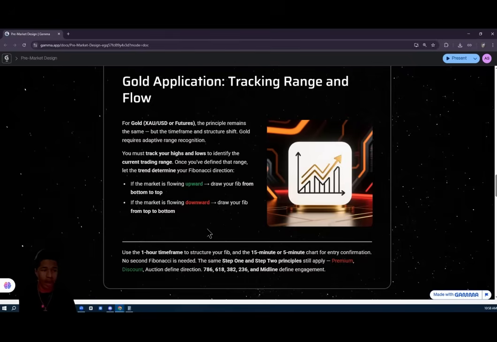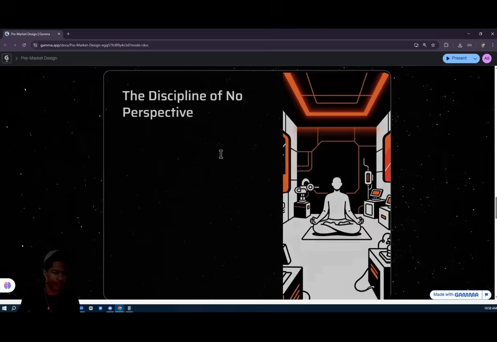It says track your highs and lows to identify the current trading range. Once you've identified the range, let that trend determine your Fibonacci direction. If the market is flowing upward, draw your fib from bottom to top. If the market is flowing downward, draw your fib from top to bottom. Use the 1 hour time frame to structure your fib and the 15-minute or 5-minute chart for entry confirmation. It says no second Fibonacci is needed. The step one and step two principles still apply, meaning premium, discount, and auction. Define your direction at the 786, 618, 382, and 236, and the midline to define engagement. Engagement means your entries.